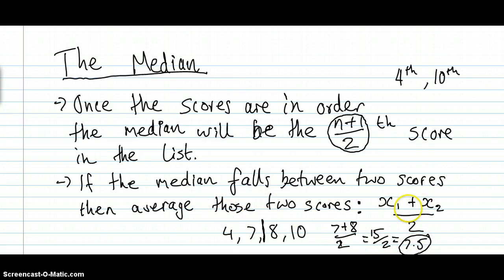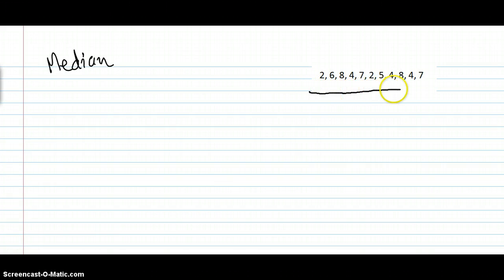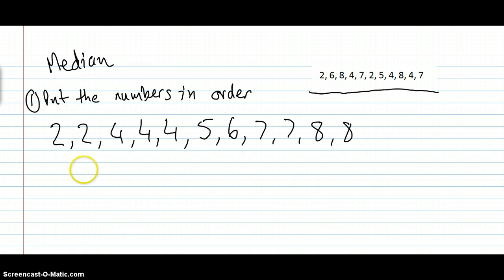Let's look at our other data. So here's the same list of numbers that we used just before. Let's find the median for these numbers. First we've got to put them in order. Here we are with the numbers in order. Now our equation said we've got to find the n plus 1 over 2th number in the list. Now I count 11 numbers, so n equals 11.